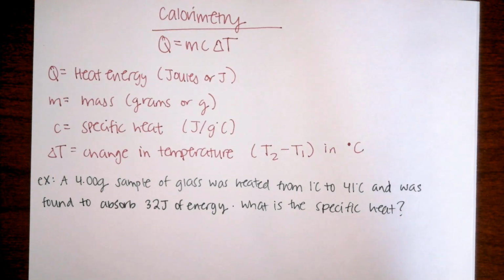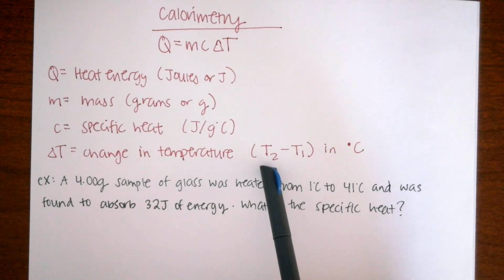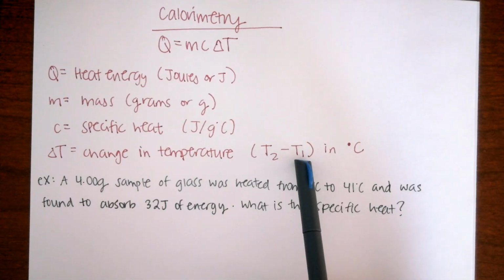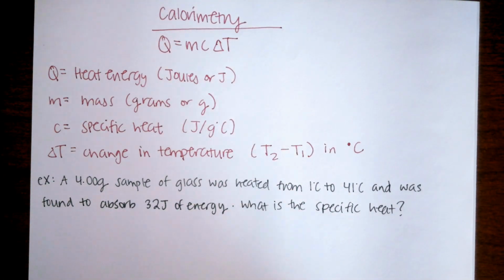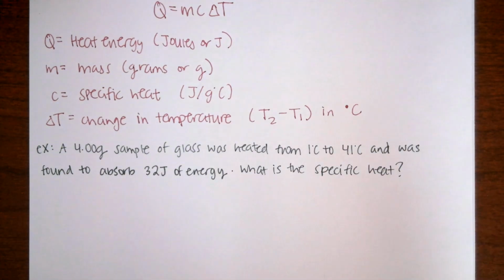And then you have delta T, which is a change in temperature, and that's your final temperature, or T2, minus your initial temperature, or T1, and that's always measured in degrees Celsius. So here's this first example. We have a 4-gram sample of glass that was heated from 1 degree Celsius to 41 degrees Celsius, and it was found to absorb 32 joules of energy. What is the specific heat?